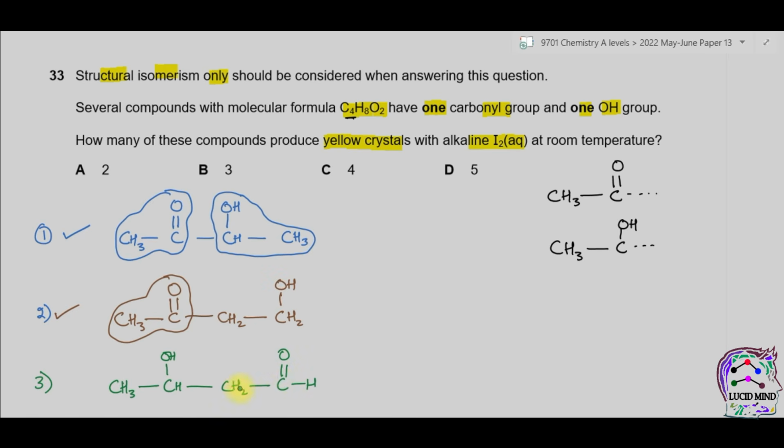So one part is aldehyde, but it does not have any CH3 group directly attached, while the second part is secondary alcohol having CH3 directly attached. So this will also give a positive result with alkaline aqueous iodine. The molecular formula of all these three is 4 carbons, 8 hydrogens and 2 oxygens. So only these three are possible structures, because if you change the position of this OH, then it will not give a result with this alkaline aqueous iodine. So the correct answer is B, 3 structures.